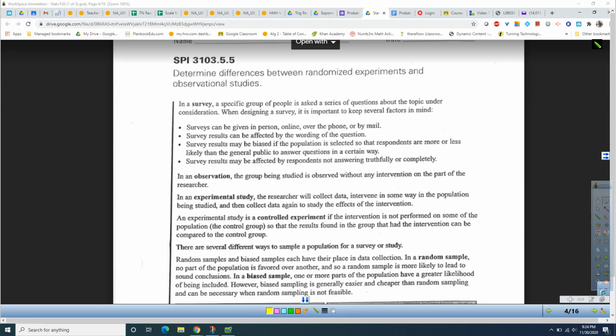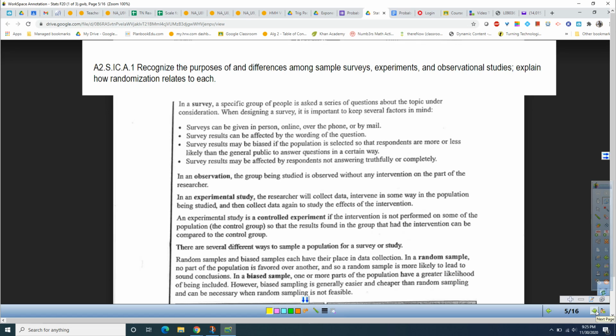Here we go. Here's some statistics, and what we say here is we're going to determine the differences between randomized experiments and observational studies, is what this talks about. Now, that's the current wording for that same standard. That's a little bit older standard, but it's the same idea, which is to recognize the purposes of and differences among sampling surveys, experiments, and observational studies. Explain how randomization relates to each.